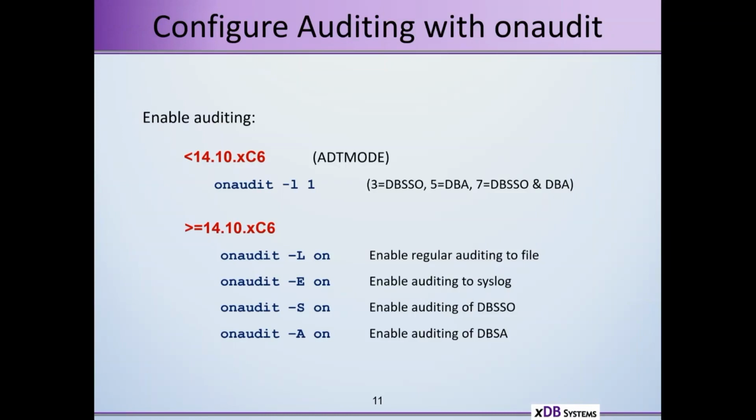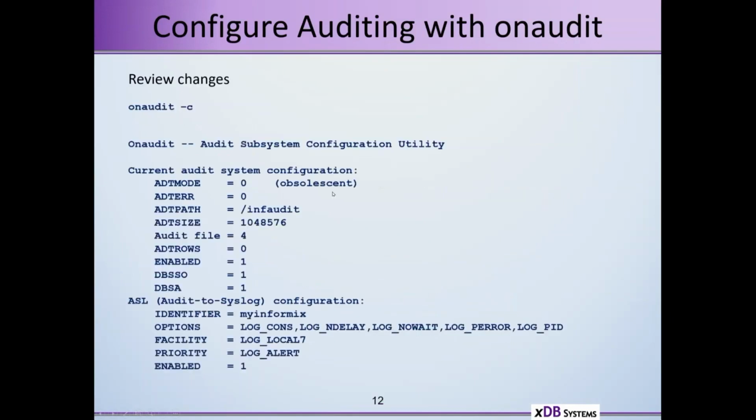Now, instead of those other options before 1410 XE6, where you can enable additional auditing just by changing the value for -L, now we can specify each one separately by changing the value with onaudit -S or capital A. We can review the auditing configuration with onaudit -C, and we can see all the values that we've set.